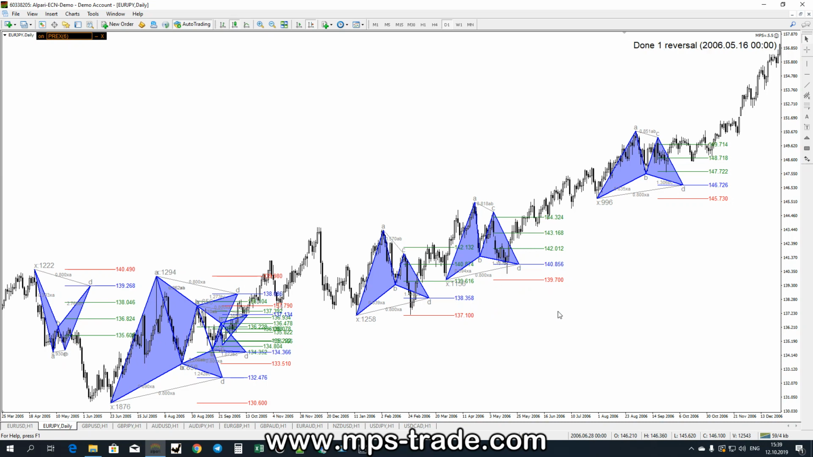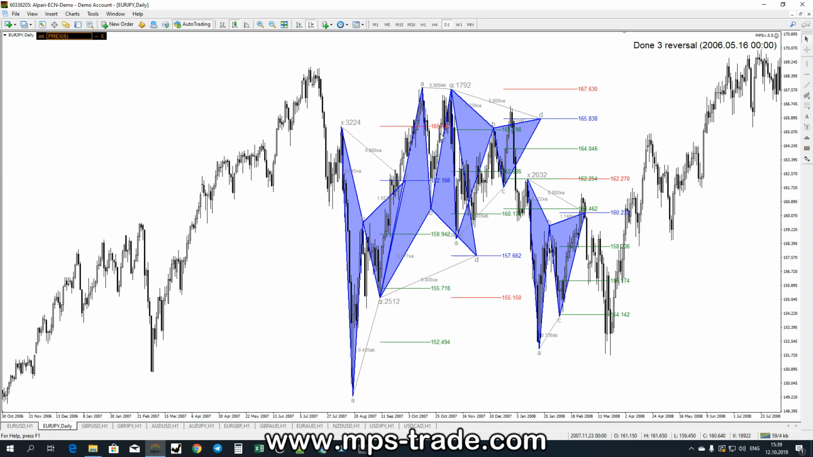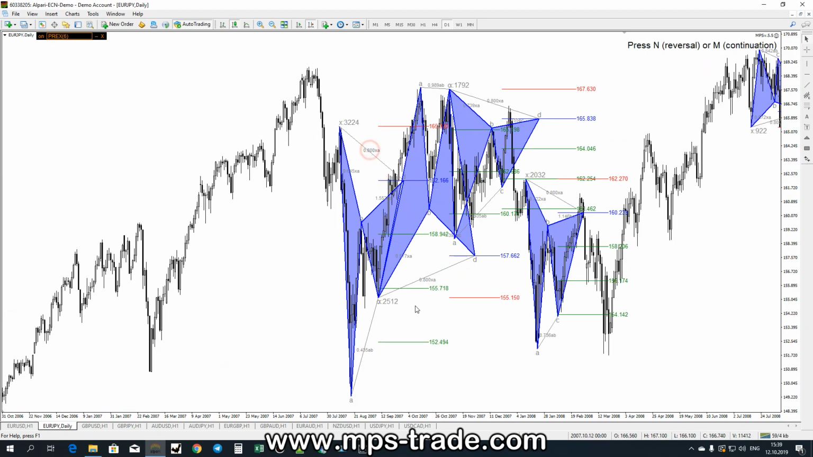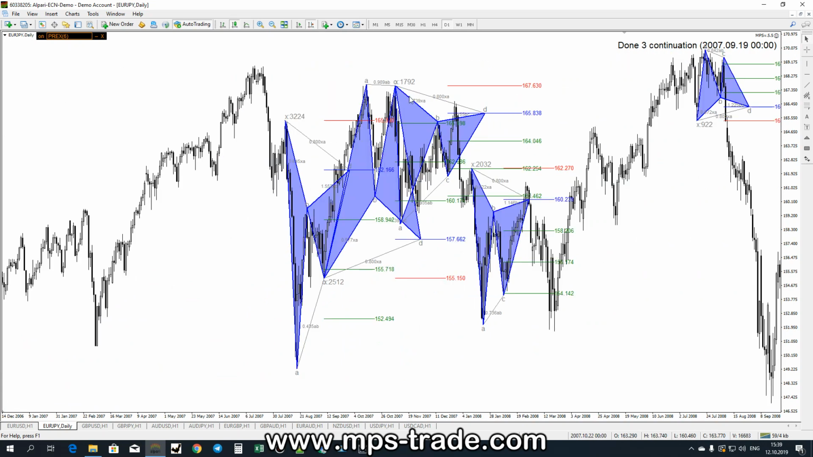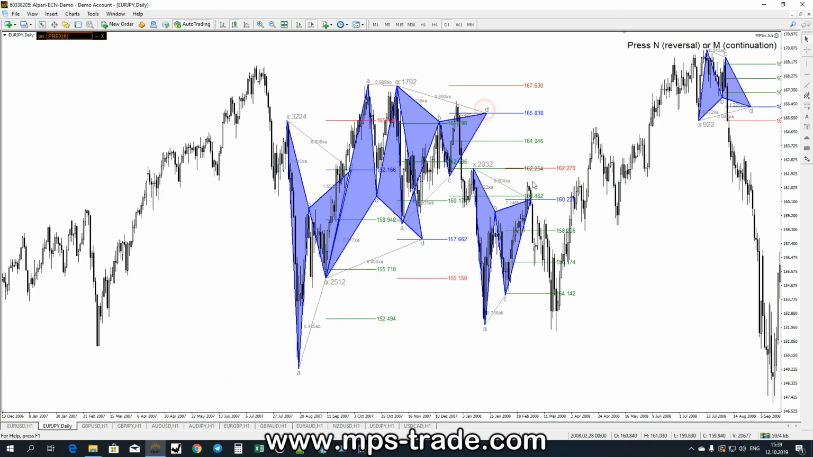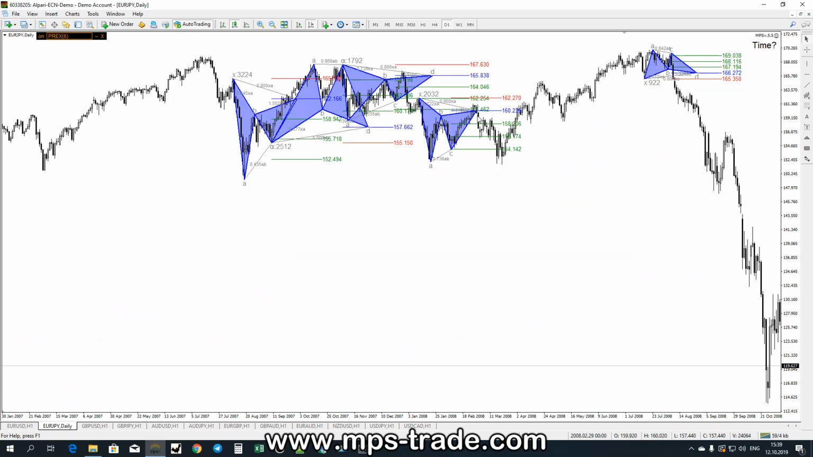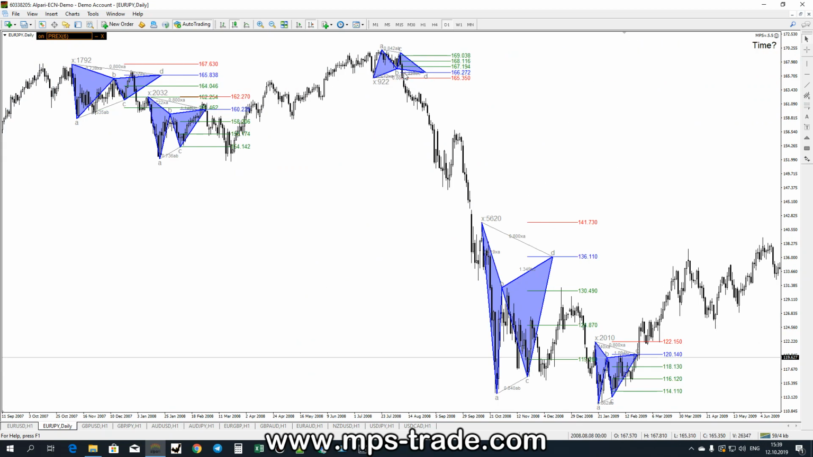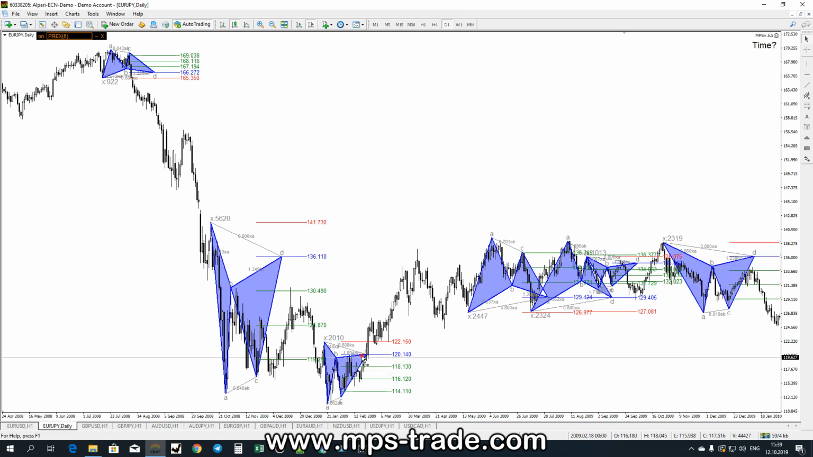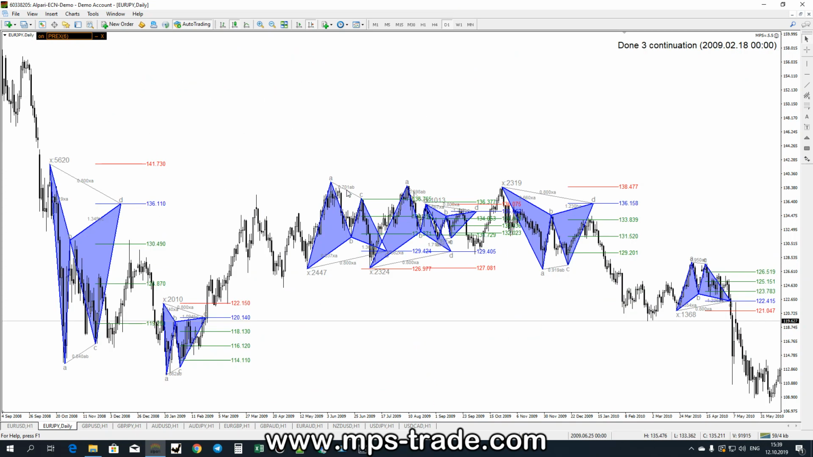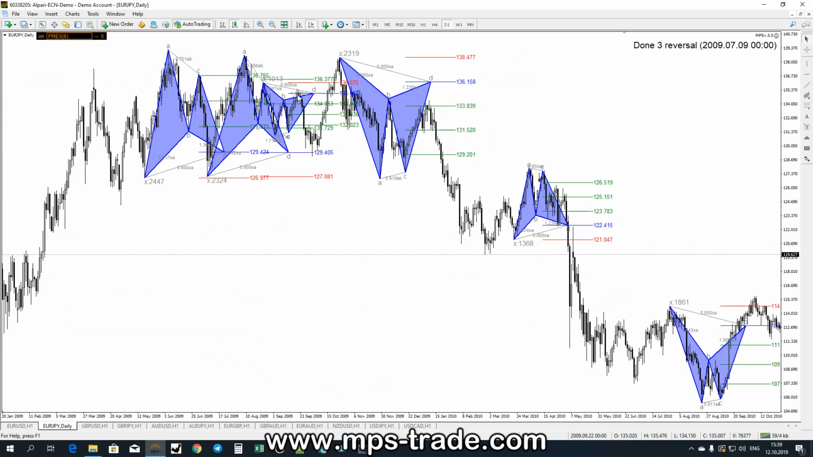Click on the pattern, click on the completion candle, and then type whether it was a winner or a loser, or whether it was a reversal or a continuation. If price actually reversed at that projected level, you type it as a reversal. If it didn't reverse at the projected level but continued through, then it was a continuation.